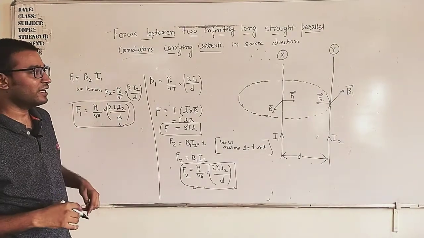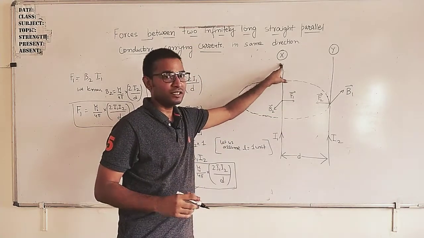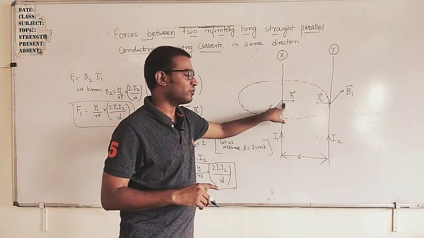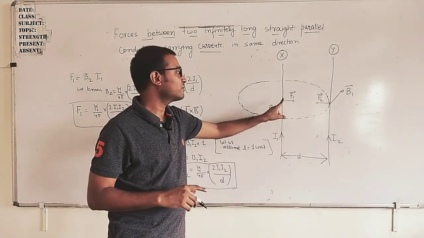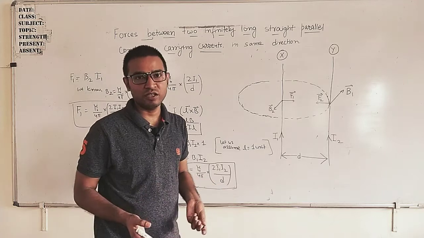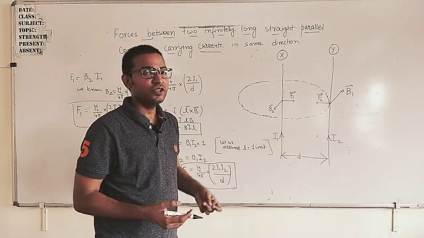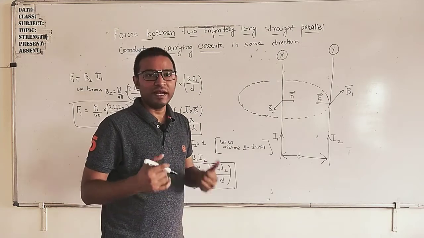So you find that the force with which it is attracted toward the wire X is the same force acting on this wire, and the direction of this force will be just the opposite. It is actually from Newton's third law of motion: if one is action, then the other becomes reaction. So overall, it is an attractive force.